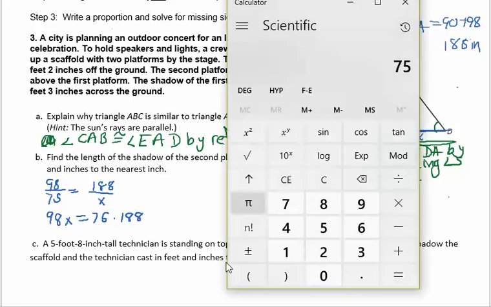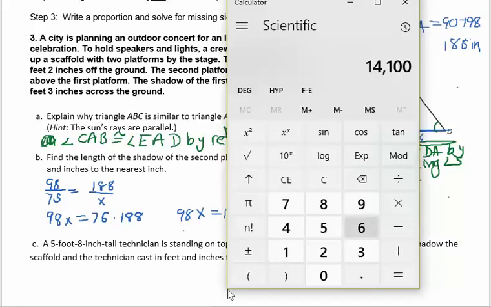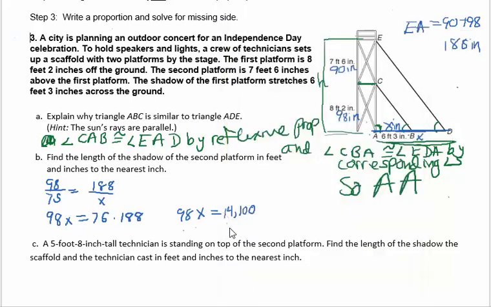And I'll get my calculator out. 75 times 188. Whoa, that's too many 8s. 188 is 14,100. I just want to double check that I didn't have too many. 14,100. So 98x equals 14,100. Divide both sides by 98. And I get 143.88. 143.88 inches.